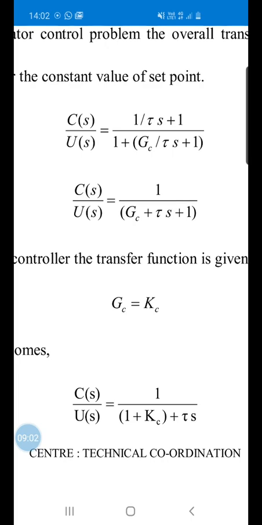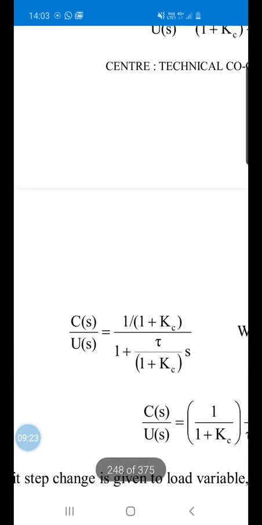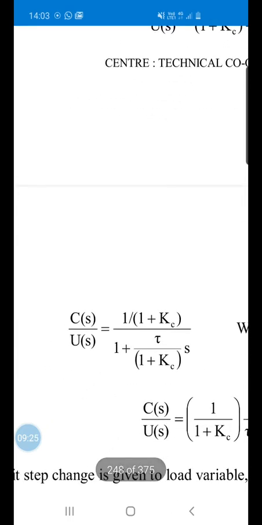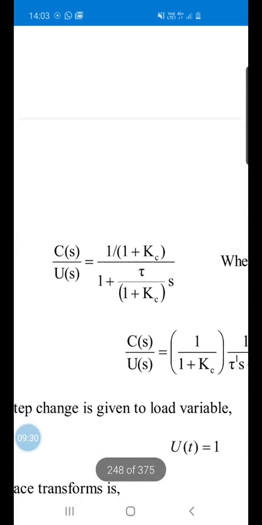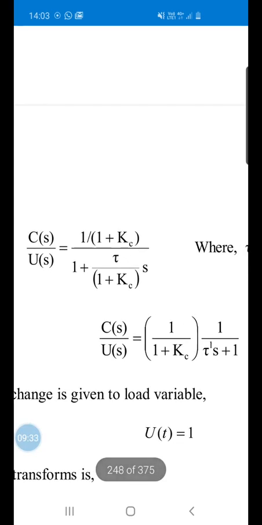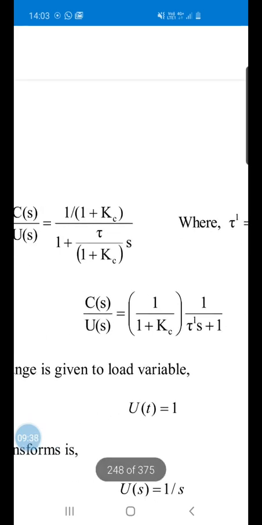So you can solve the above equation and you will get 1 upon Gc plus tau s plus 1, where for the proportional controller you can write Gc is equal to Kc. So c by u becomes 1 upon 1 plus Kc plus tau s. Now you have to solve this equation by introducing the step change. So for c by u, again you have to divide by 1 plus Kc, the constant term. So it becomes 1 upon 1 plus Kc, 1 plus tau by 1 plus Kc into s, where tau dash is tau upon 1 plus Kc.